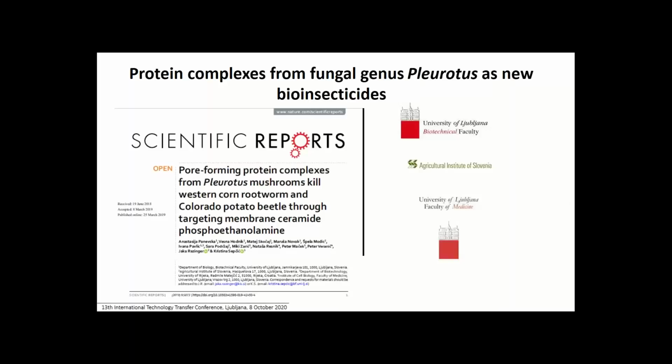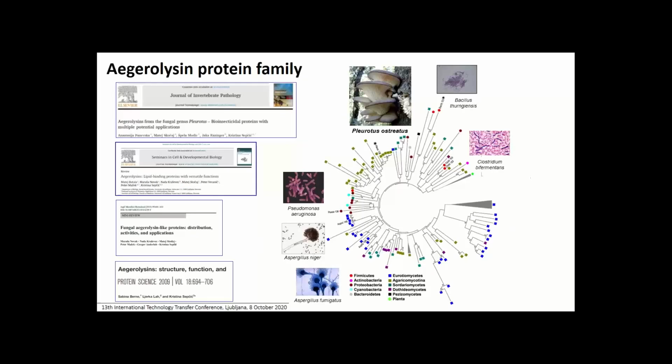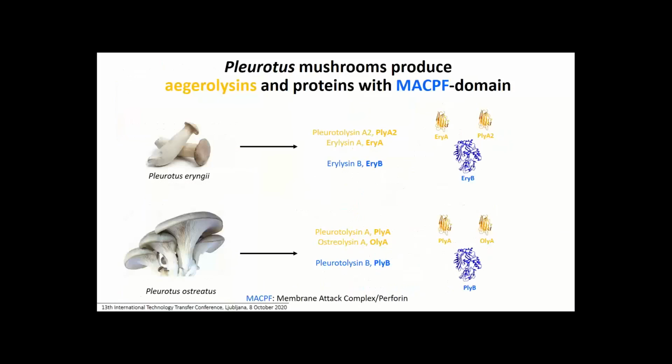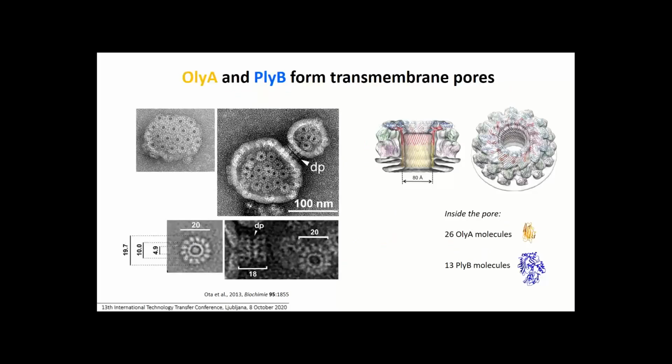This is the distribution of these small aegerolysin proteins that can be found especially in different fungi and in bacteria. Today I'm going to focus on these Pleurotus ostreatus aegerolysins. Next slide, please. Pleurotus mushrooms are edible mushrooms and they are known to produce two important protein families that act together. One of those is the aegerolysin proteins, shown here in yellow, whose abbreviated names in the next slides will end with A. The other are MACPF proteins.